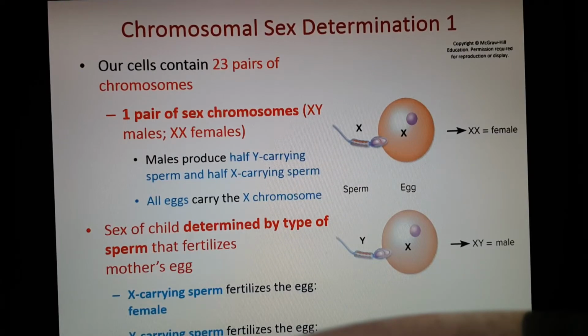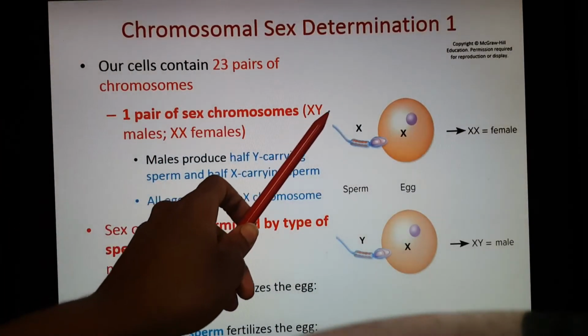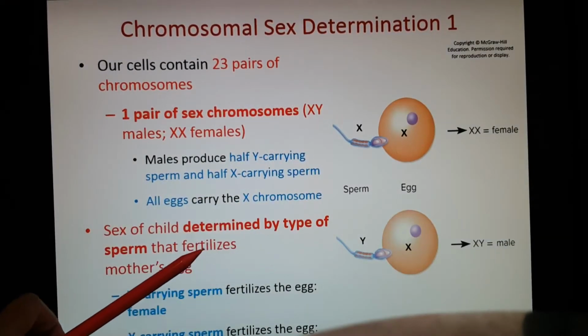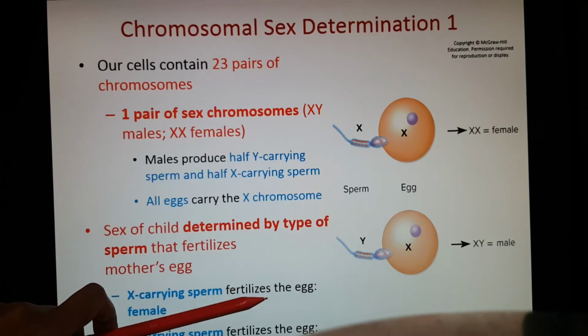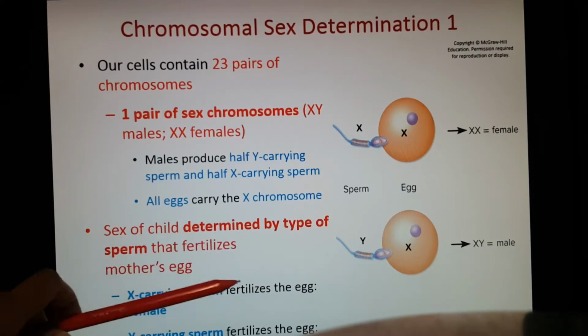So with the determination of your sex, determined by your chromosomes mostly, there can be variations in the chromosomes, but for males, it's the XY chromosome that determines that it's a male, and the XX chromosome determines whether or not it's going to be female.